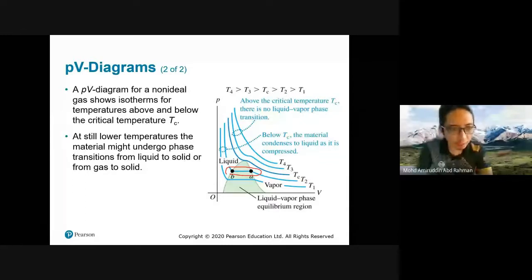At the lower temperature, the material might undergo phase transition. So whenever we have a mix of liquid and gas, at some moment we have the phase changes. As we learned before, when we have phase changes, there will be no temperature change. So that is what is happening when the gas is non-ideal, meaning that the gas may be mixed up with a liquid.